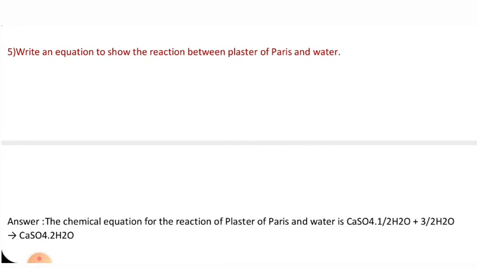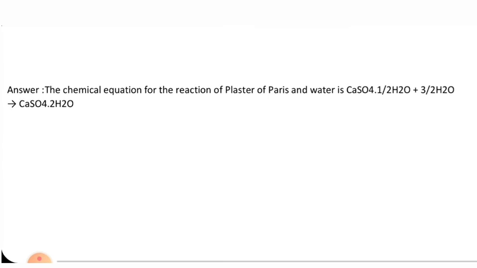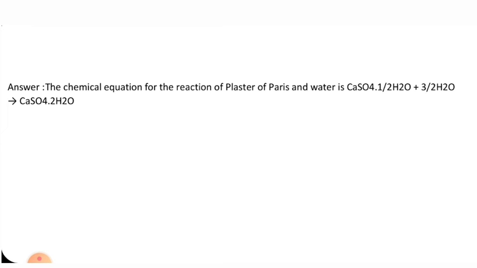Write an equation to show the reaction between plaster of Paris and water. The chemical equation for the reaction of plaster of Paris and water is calcium sulfate hemihydrate plus water gives rise to gypsum.